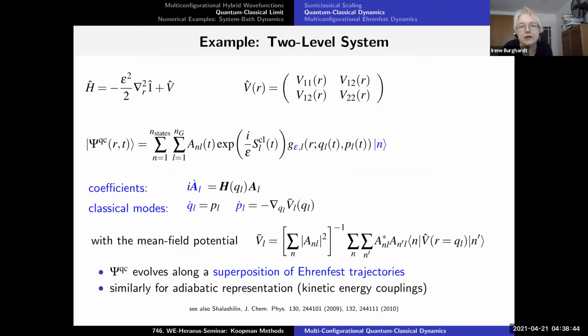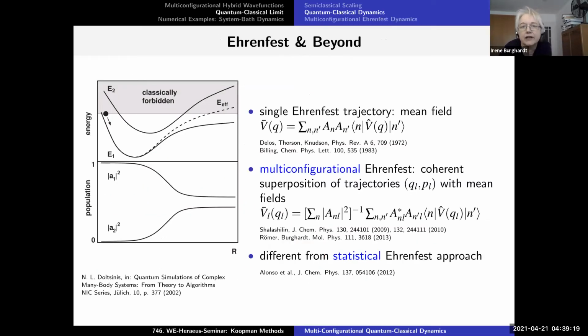And right, so let's look at this for the very simple example of a two-level system in the quantum subspace. And this would mean that we have this quantum classical wave function, with this epsilon scaled coherent state, and we get these equations, which you will actually recognize as simply the Ehrenfest equations. And the point is that behind these equations, we still have this multi-configurational form of the wave function. So we have this superposition of Ehrenfest trajectories.